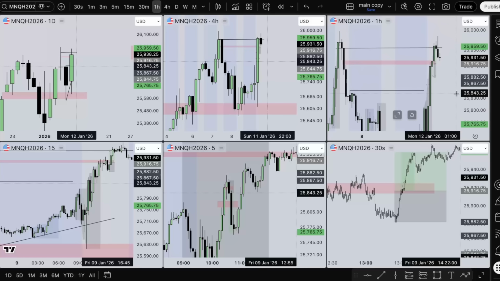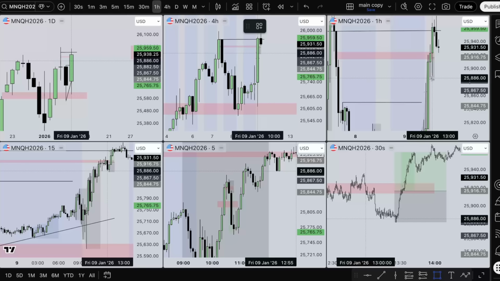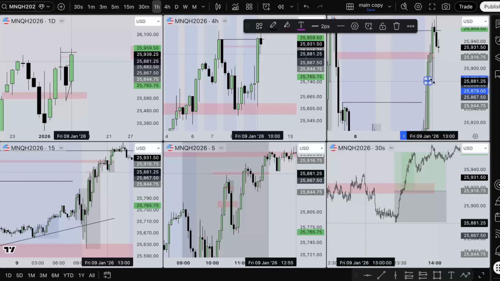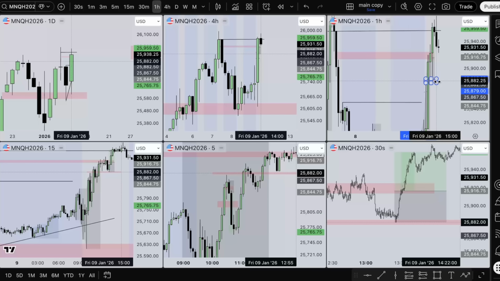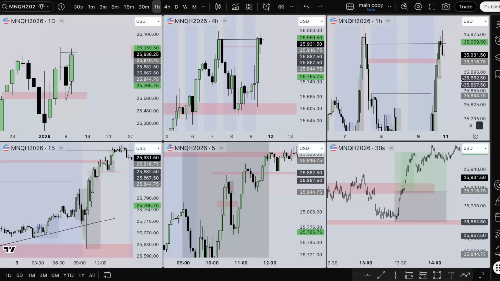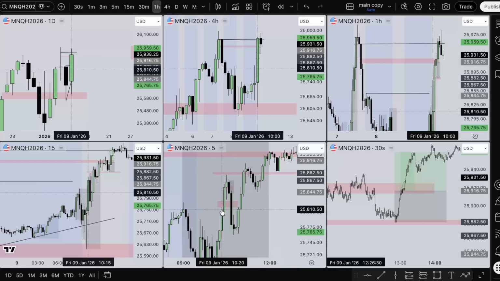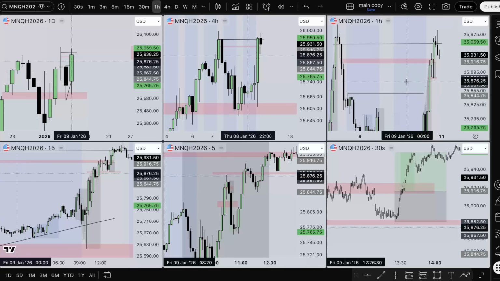But here we've done something interesting. Price did retrace back to a 15-minute PDRA to break through it, but what it also did was it retraced back to an hourly fair value gap. That is higher in probability than a retracement to a 15-minute PDRA.